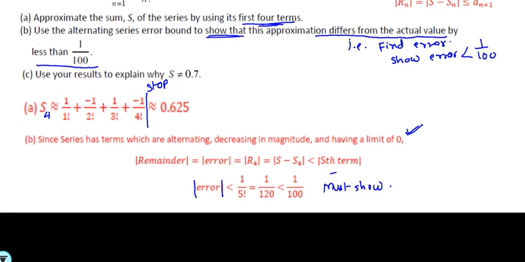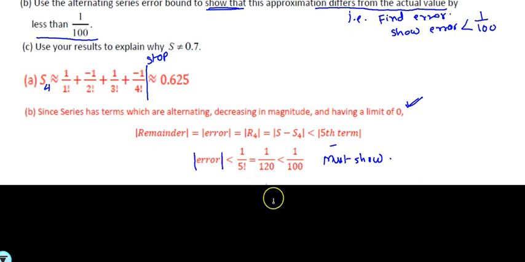So it's not that difficult. It's pretty straightforward. You just have to establish the condition. The next term is the error. The next term is the error.